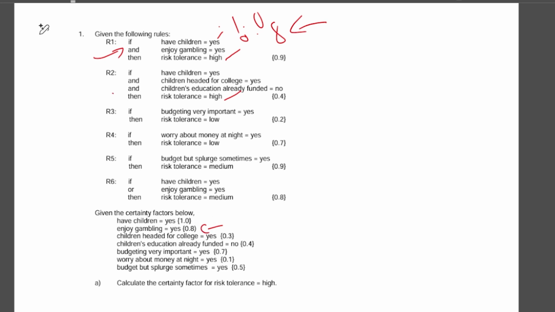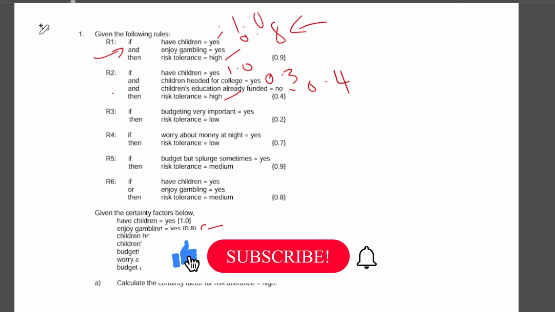Next we look into rule number 2. We have children, so this will be 1.0. And then children headed for college, yes. You have to search over this list of facts. Children headed for college, yes, is 0.3. And then children education already funded, no. Children education already funded, no, will become 0.4. So we have 1.0, 0.3, 0.4, and the whole rule is 0.4.